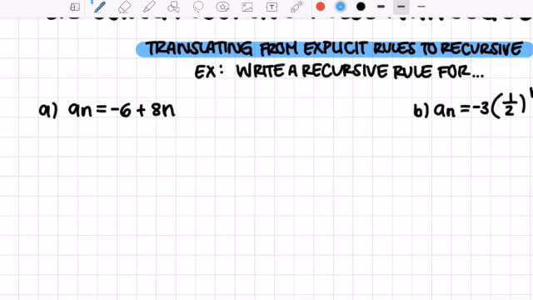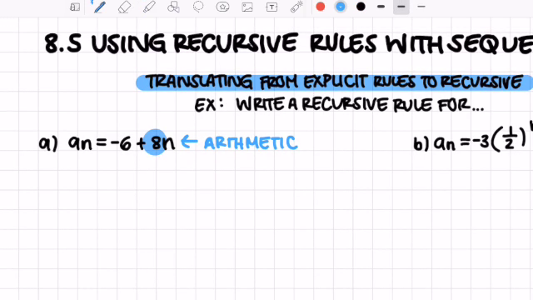If you can see from our explicit rule, I can automatically tell that this is the arithmetic rule. So I'll write down that this is arithmetic. If we're looking at arithmetic rule, then I also know that our formula provides us with our common difference, which is always multiplying with n. So in this case, our common difference is 8. d should equal 8.